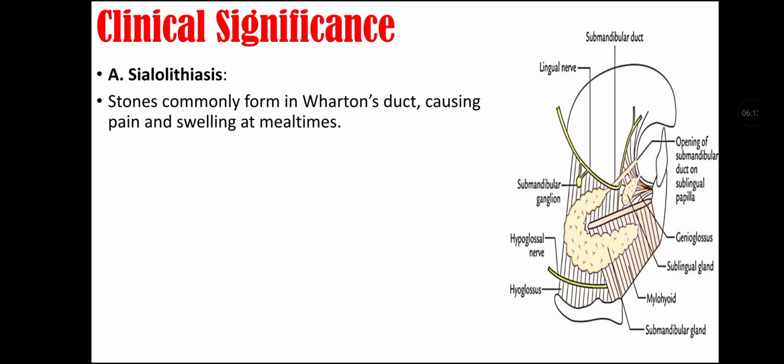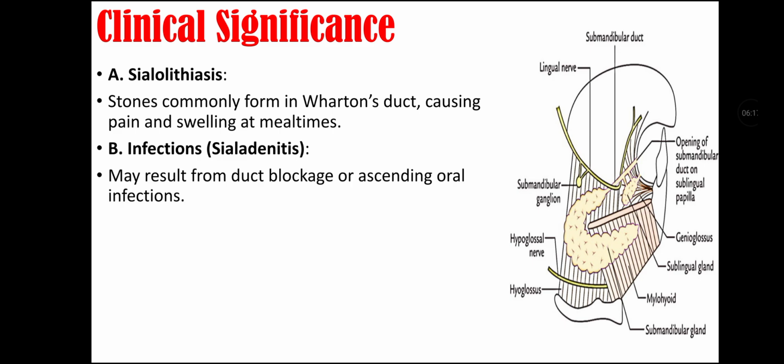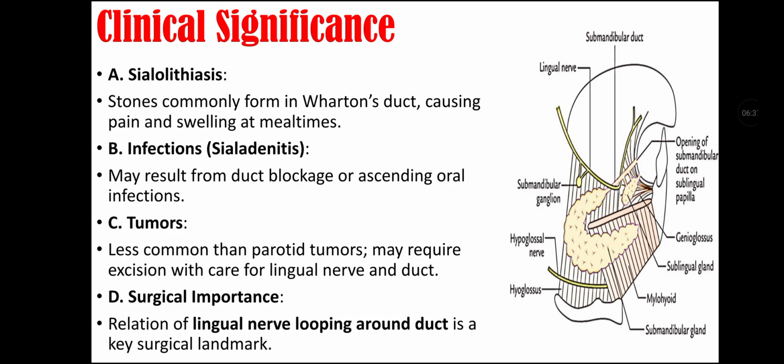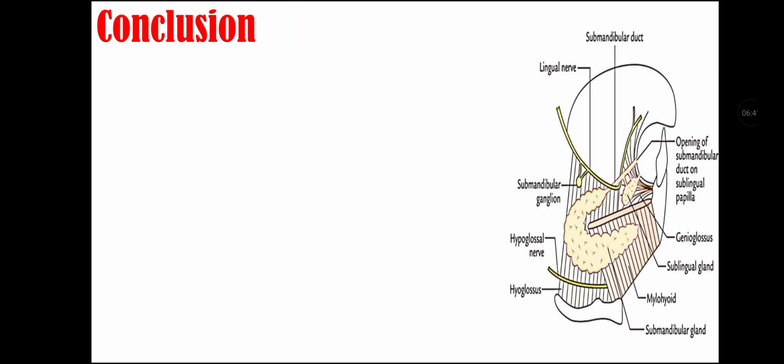Second clinical significance is infection, or sialadenitis, that may result from duct blockage or ascending oral infection. Third significance is tumors. They are less common than parotid tumors, but they may require excision with care for the lingual nerve and duct. Fourth is surgical importance, as the relation of the lingual nerve looping around the duct is a key surgical landmark.